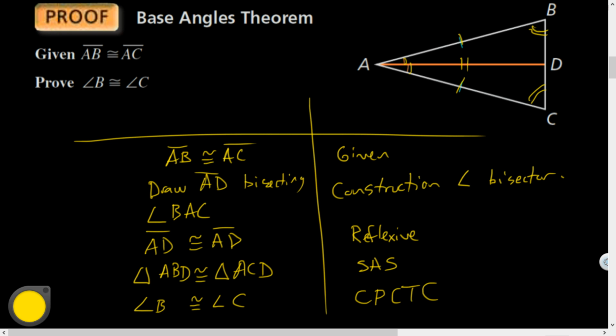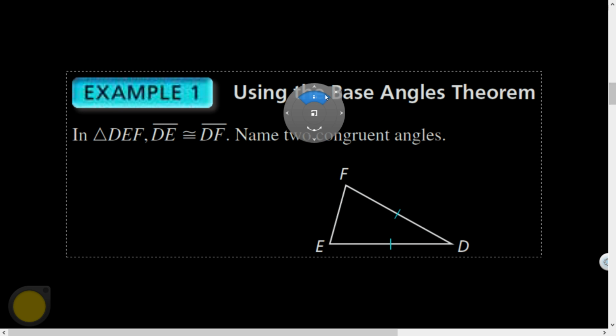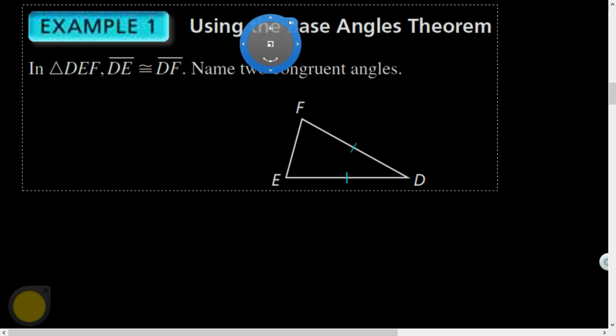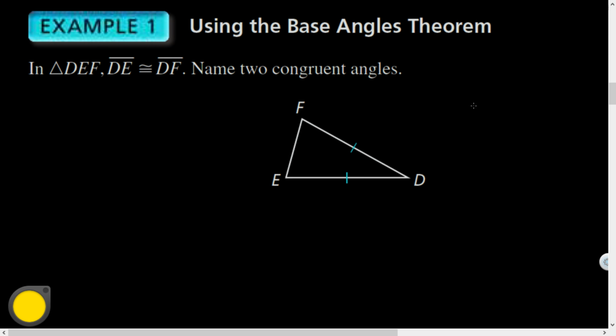And some of you guys I know had already started tonight's homework quest, which is cool. I'm fine with that. And you probably noticed some of these problems aren't that bad. All right, so here it says, watch this. In this triangle, DE is congruent to DF. Name two congruent angles. Which angles are they, friends?